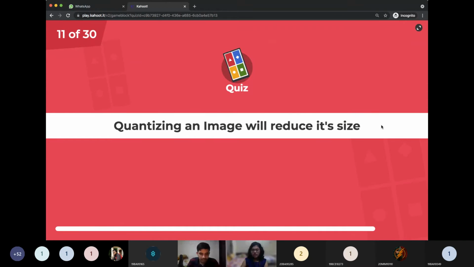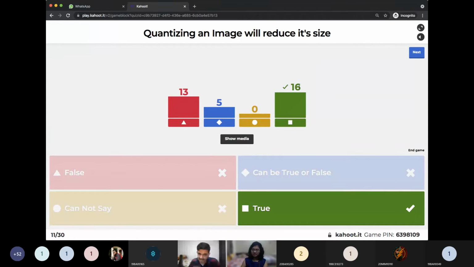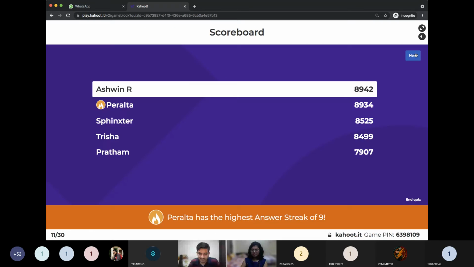Quantizing an image will reduce its size. So is it true? Is it can be true or false, or is it cannot say? Answer it carefully. It's a tough concept of computer vision. So 16 got it correct. That's great. Oh, there's a change in the leaderboard. We have new entries coming up, and we have people on higher streaks.